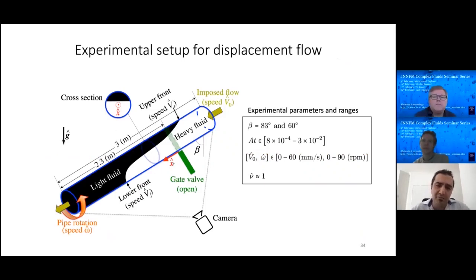The only main difference is that we have a much longer section below the gate valve. And due to the impulse flow, the flow is not symmetric anymore. So it's useful to distinguish between a lower front with velocity Vf at long times moving downward and an upper front with velocity Vt at long times. The experimental ranges and parameters in dimensional form are also given.